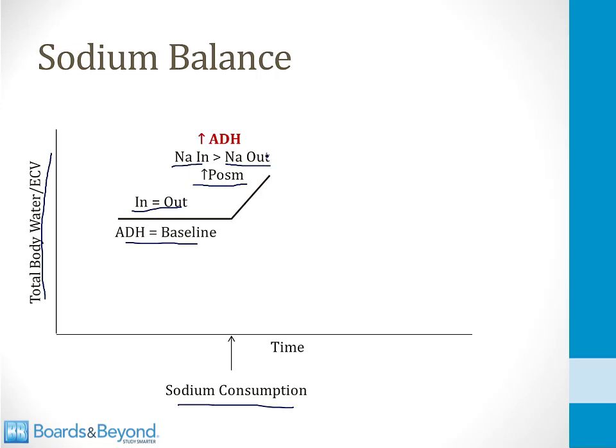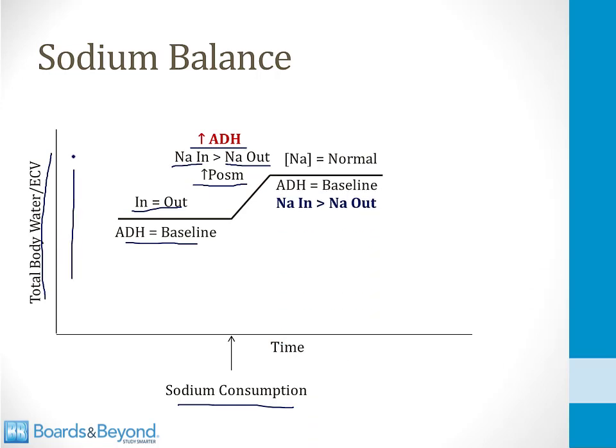That will be sensed by the body, and the amount of ADH released by the pituitary will go up. The body will then begin retaining water, and the amount of total body water, the y-axis on this chart, will begin to rise. This will keep the plasma sodium concentration normal, and then the ADH will come back down to the baseline level. So what we've done now is, by releasing more ADH and retaining water, we've kept the plasma sodium concentration normal. But we still haven't fixed the sodium balance problem. We're still taking in more sodium than we're putting out.